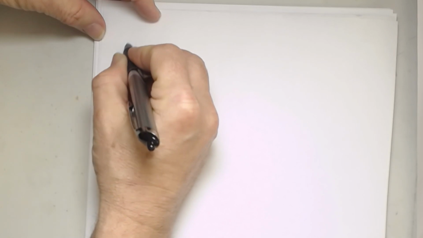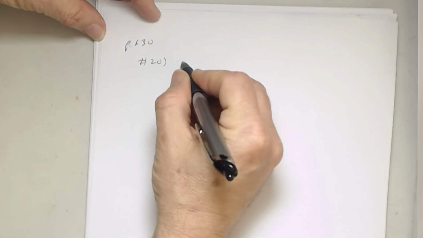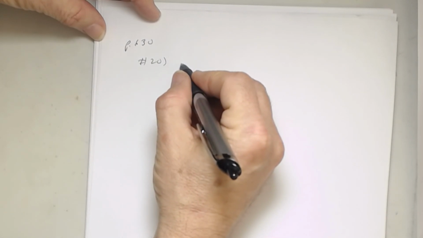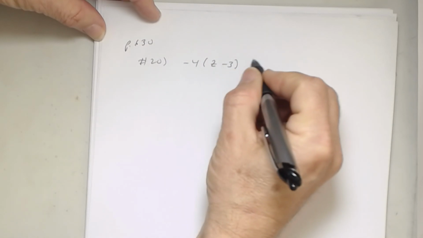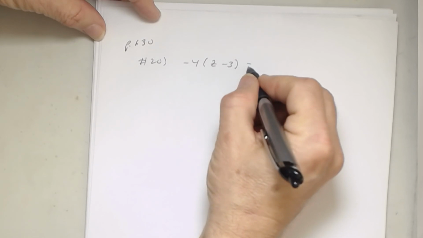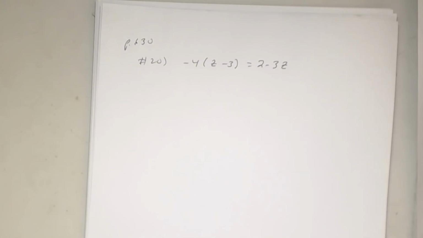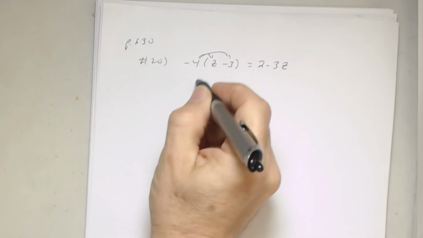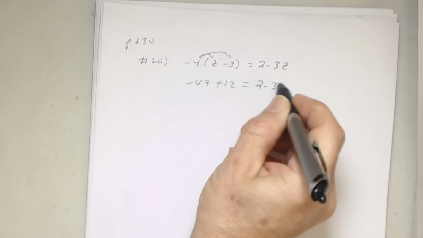All right, so here's 20. This was on page 630, number 20. Number 20 was the same one we just did. So you have -4 times z minus 3 equal 2 minus 3z. So the first step's the same that we did a while ago. What's the first step? Distribute. So you get -4z plus 12 equal 2 minus 3z.